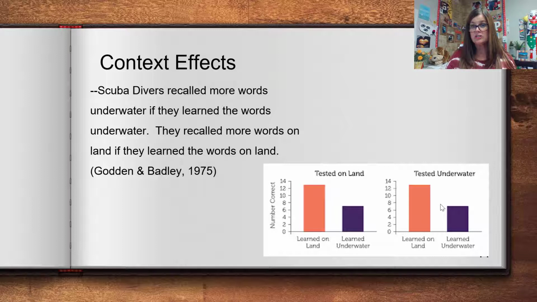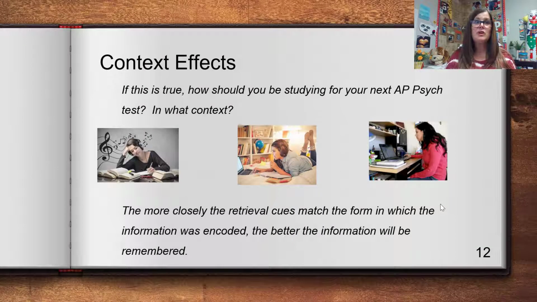So according to this research, it would lean to the fact that you will recall more information in the same context or situation that you learned it in. So if this is true, where should you be studying for your next AP Psych test? Probably in the same context environment that you're going to be taking that test. So with context effects, the more closely the retrieval cues match the form in which the information was encoded, the better the information will be remembered.